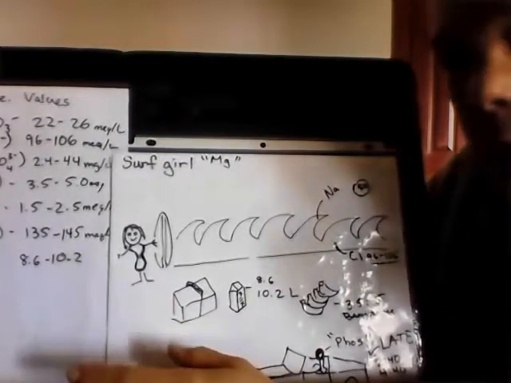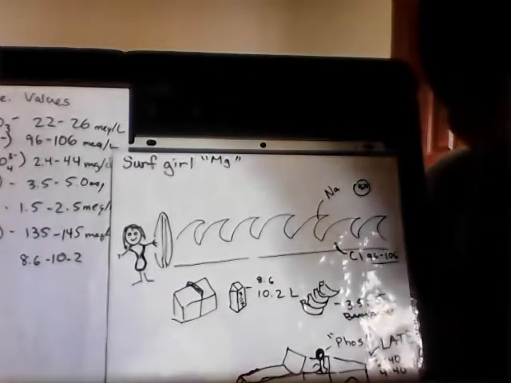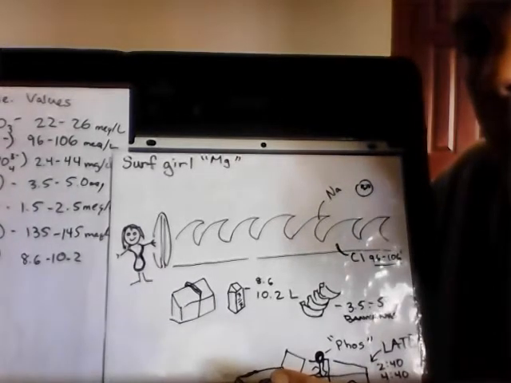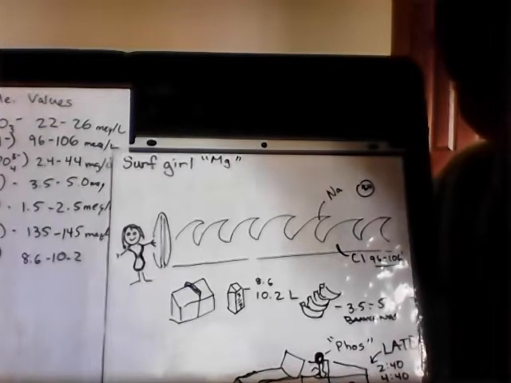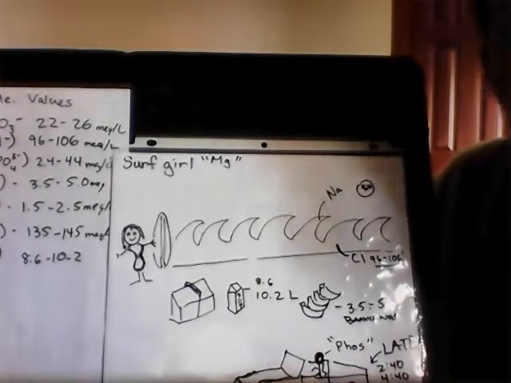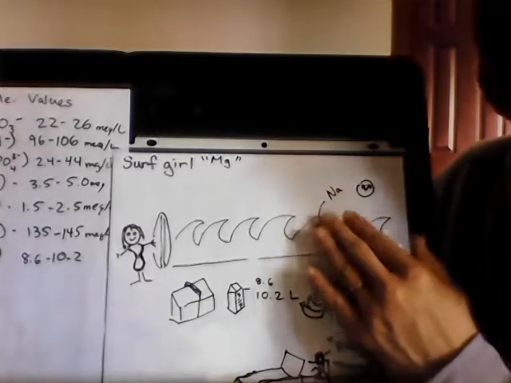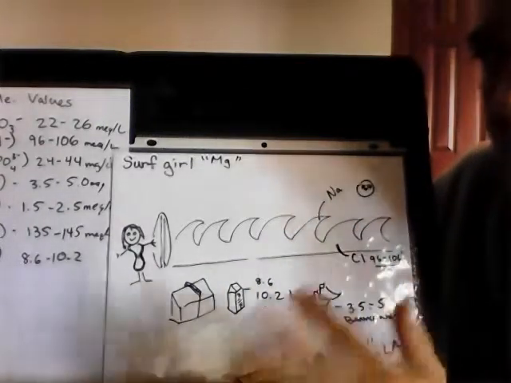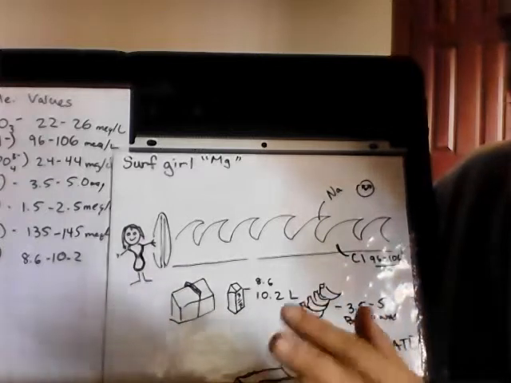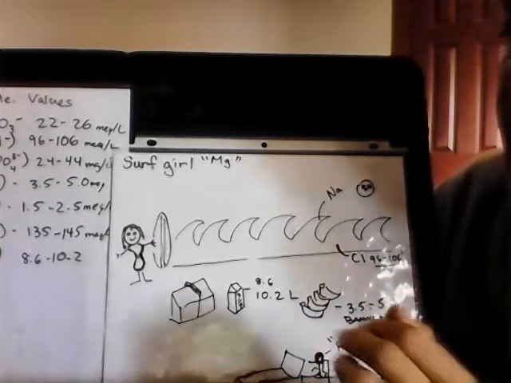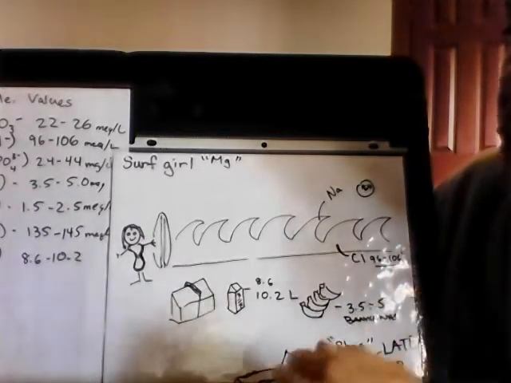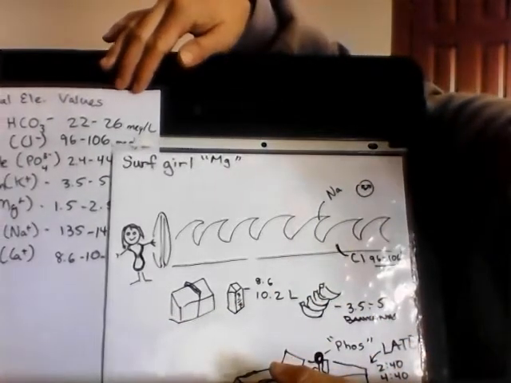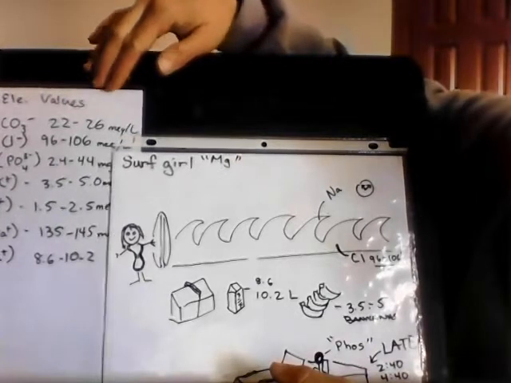Now, her eyes are really bothering her from the amount of chloride in the ocean, and it makes it really hot. So it's about 96 to 106 degrees, and with that chlorine and the heat, it makes it really hard for her and her contacts. So again, think chloride, 96 to 106 for your chloride.